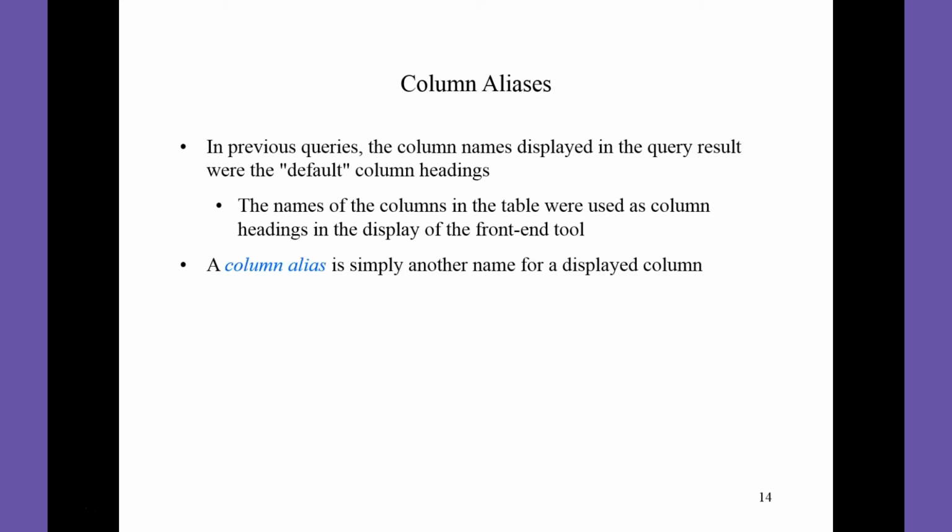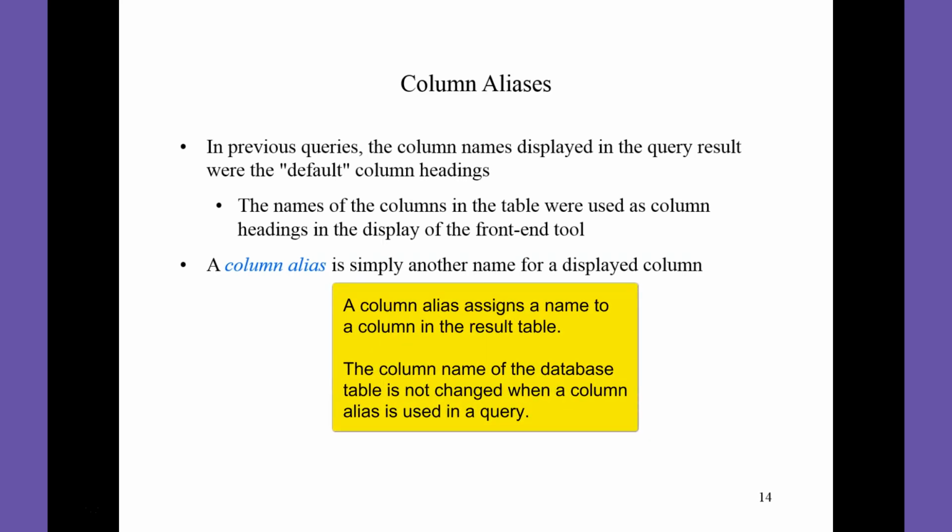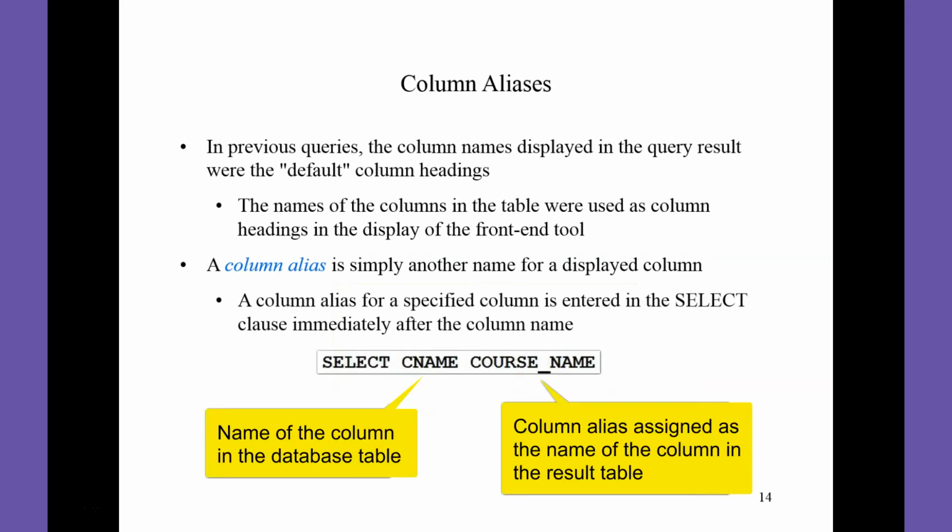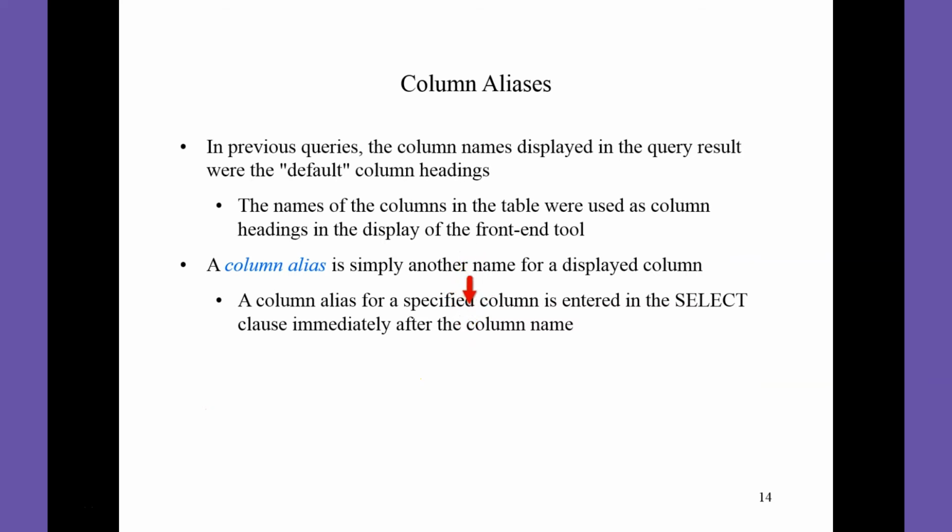We can introduce a rename mechanism called a column alias. This provides a way to change the name in the result table rather than using the name that's inherited. We'll see why this is such a good technique to be aware of in just a moment. Now, a column alias for a specified column is entered in the select clause, the select column list, immediately after the column name. There are no commas separating the column name from the column alias. This is sometimes referred to as column renaming.